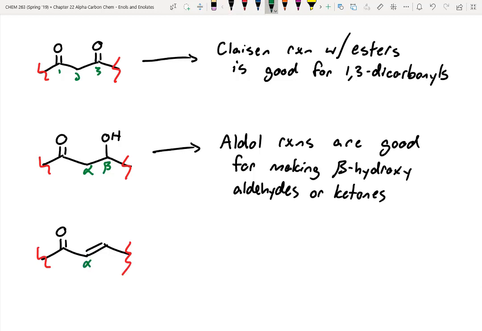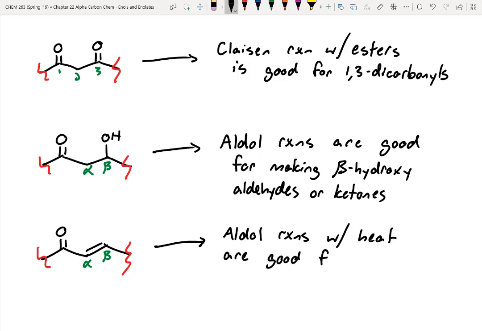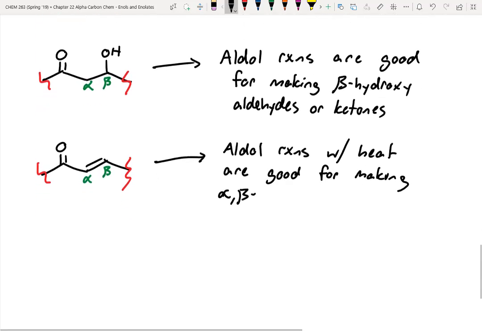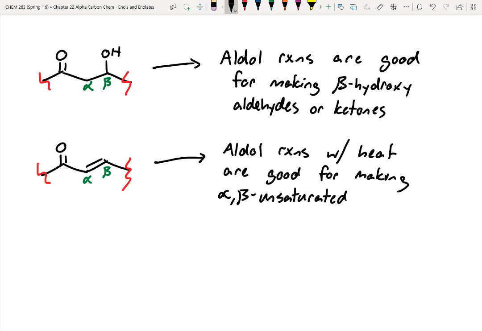This would be an alpha beta unsaturated ketone or aldehyde. How would we make this? Yeah, aldol with heat. Alpha beta unsaturated ketones or aldehydes.